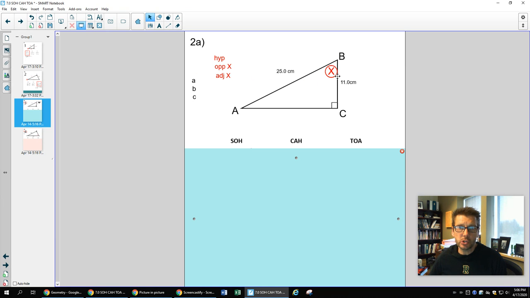We want to know that we're solving for angle x. So I can circle my x or I can circle my b. It doesn't matter because they really represent the same thing. If I just circle x, then we know we're talking about angle b. If I circle b, we know we're talking about angle x.